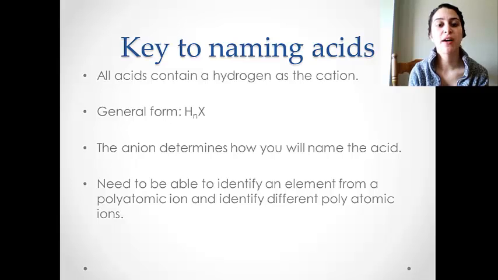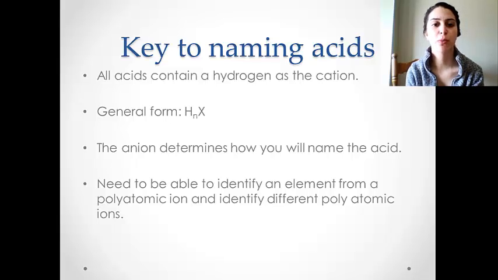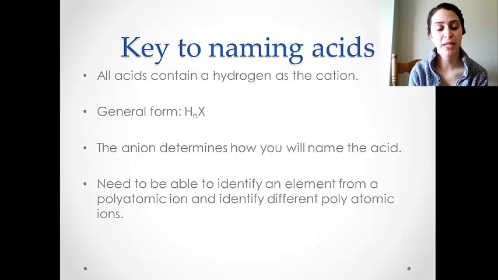As we know, the cation is always hydrogen for the acids, and it takes the general form of H with the subscript n, X, where n is the number of hydrogens needed in order to balance out the charge of the anion, which is X. So since the cation is the same throughout, it's really the anion that's going to determine how we name different acids.